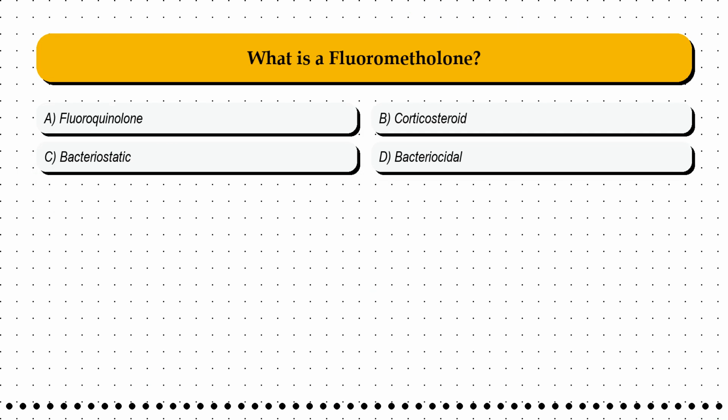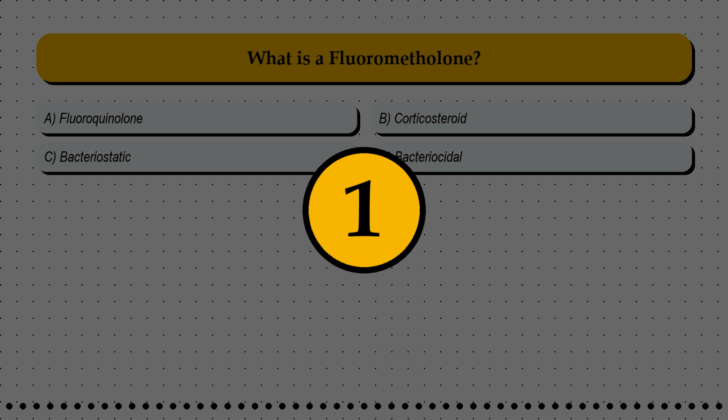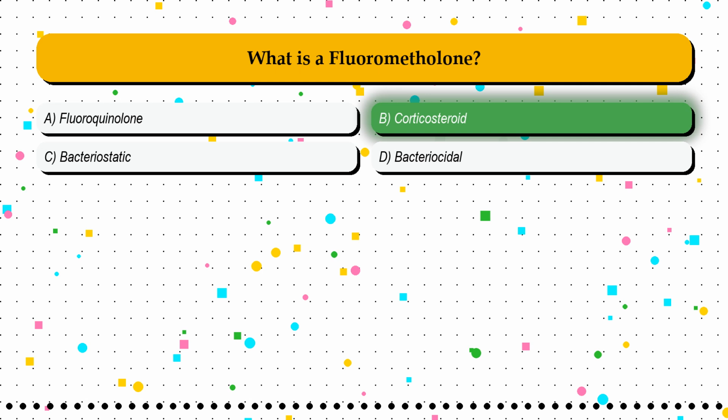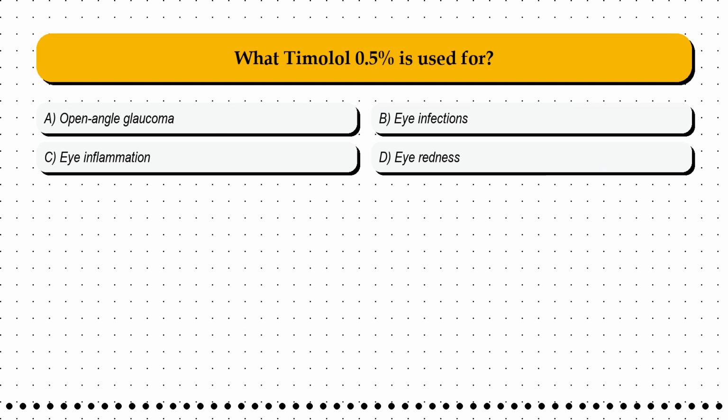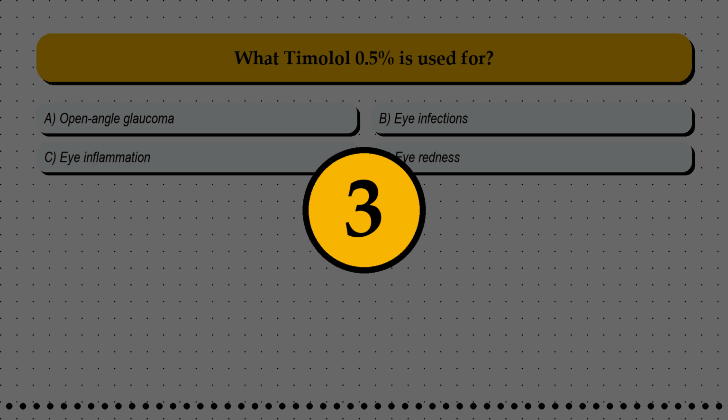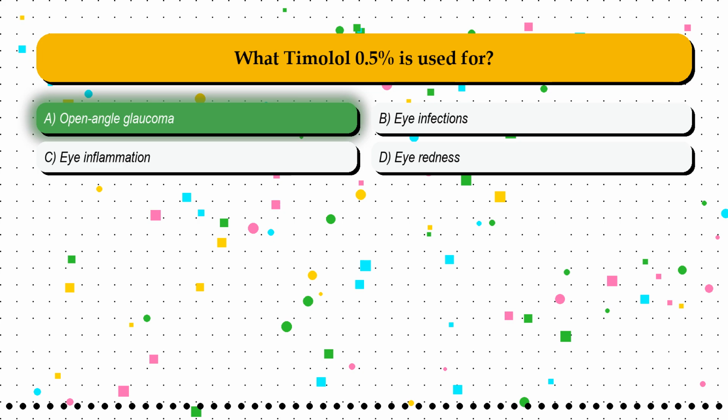Question 181. What is fluorometholone? Option A, fluoroquinolone. Option B, corticosteroid. Option C, bacteriostatic. Option D, bactericidal. The correct answer is option B, corticosteroid. Question 182. What is timolol 0.5% used for? Option A, open-angle glaucoma. Option B, eye infections. Option C, eye inflammation. Option D, eye redness. The correct answer is option A, open-angle glaucoma.